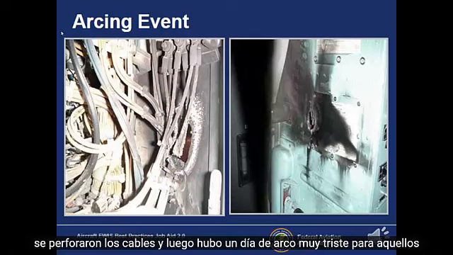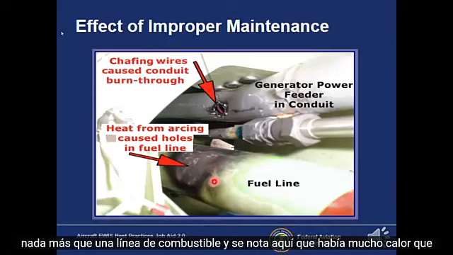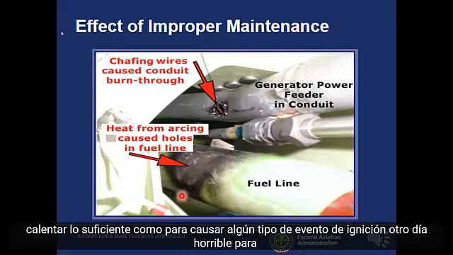So, sad day for those guys. Another sad day, but praise God nothing bad happened. You notice here that there were wires that were chafing, and they started to arc, and it heated up enough so that it caused a hole in the conduit. Well, what was right below this conduit? Nothing but a fuel line. And you notice here that there was a lot of heat that caused the discoloration in the fuel line, and thank goodness that it didn't heat up enough to cause some sort of ignition event.